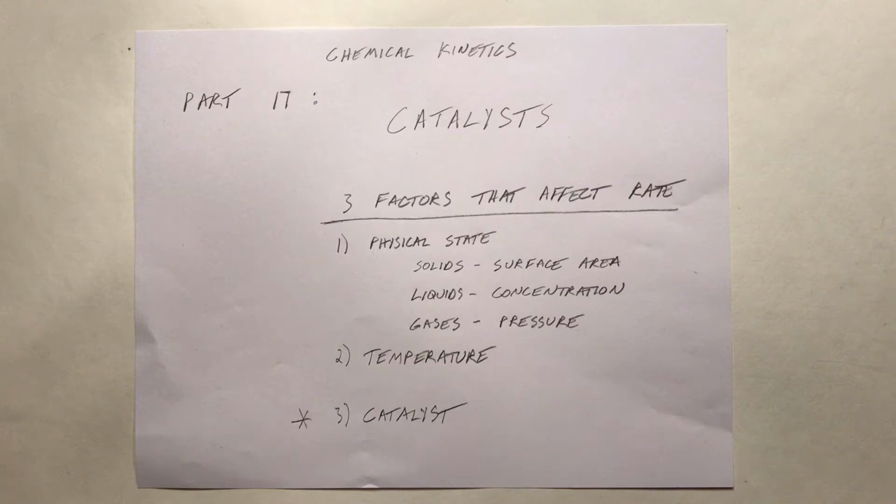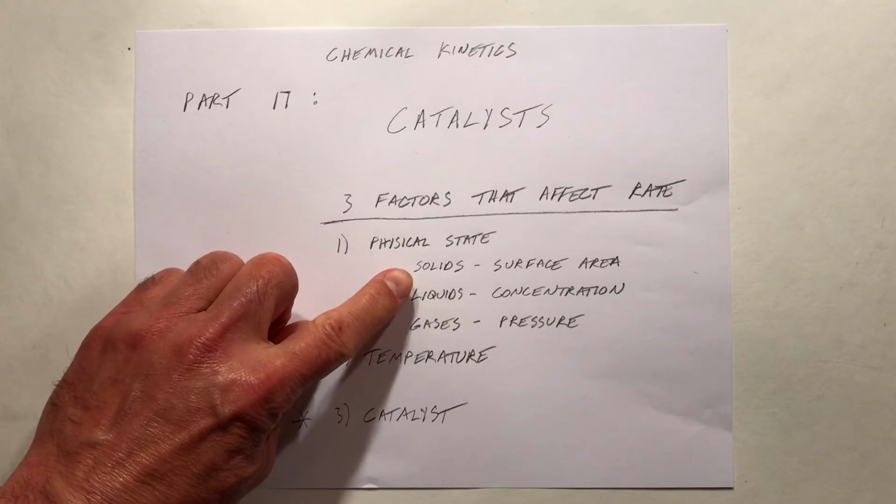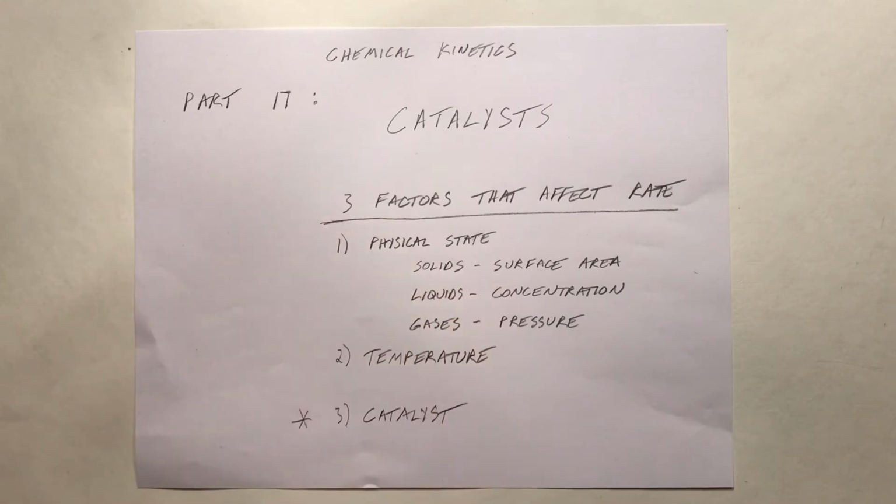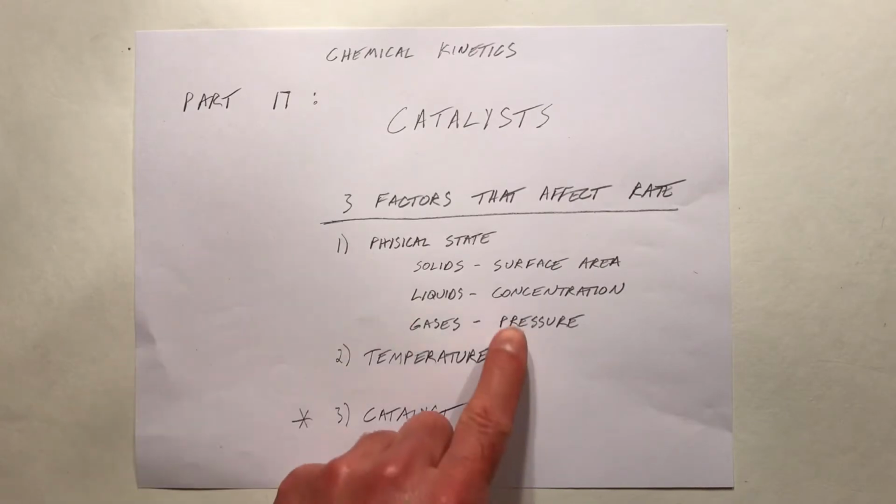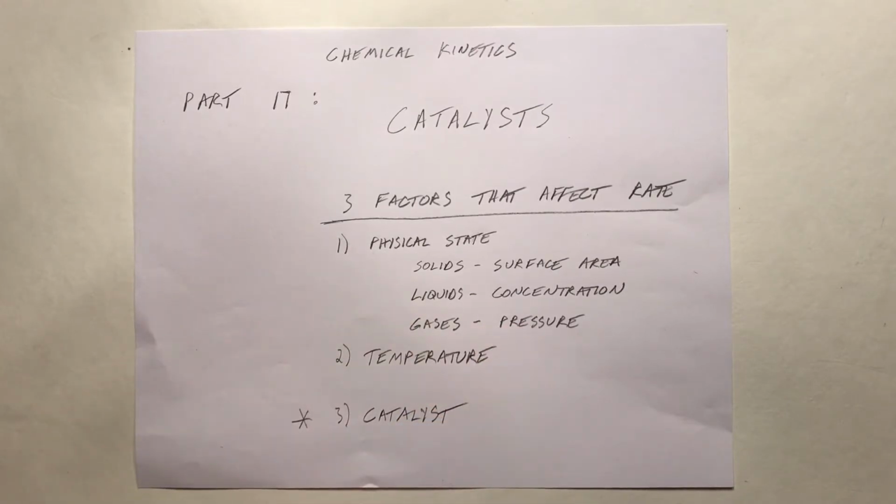Chemical Kinetics, Part 17, Catalysts. There are three factors that affect reaction rate. The first has to do with the physical state of the reactants. If you have solid reactants, increasing surface area increases reaction rate. If you have liquids, increasing concentration increases reaction rate. And if you have gases, increasing pressure increases reaction rate.